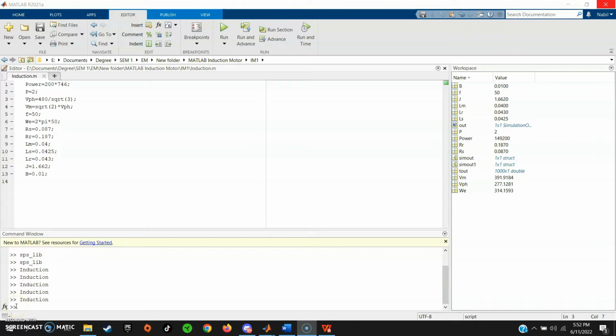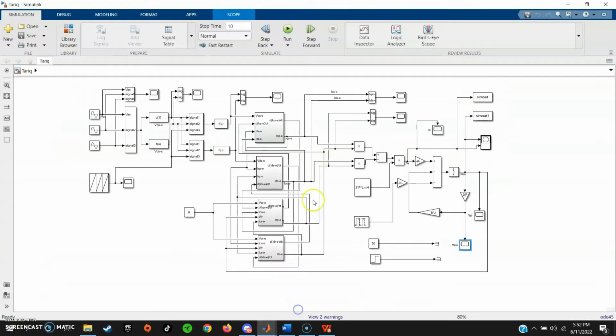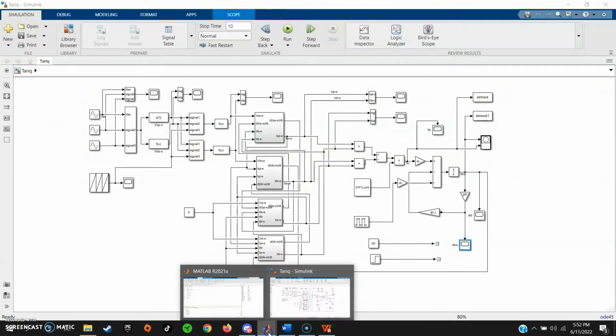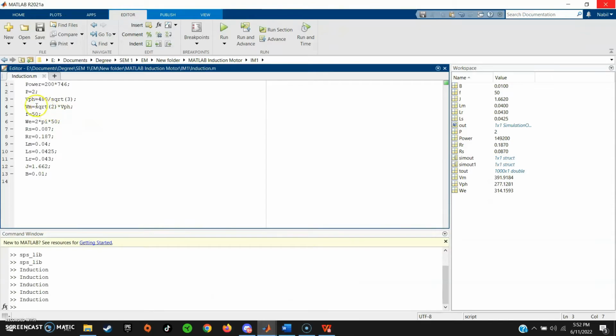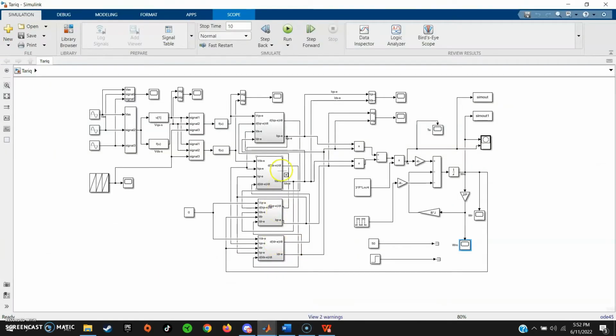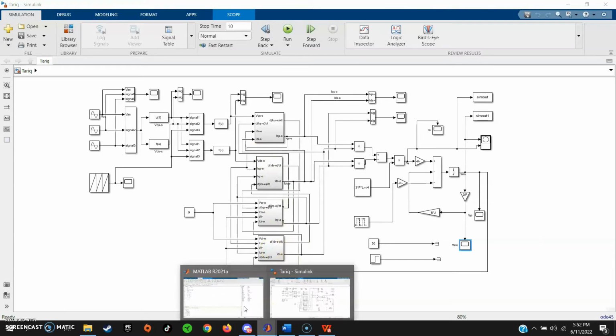Okay, for task 2, we need to investigate the effect of varying certain parameters in the model on the performance of the induction motor. Okay, these are the parameters, and this is the circuit for the induction motor. First we use the voltage 480 divided by square root 3, frequency 50 and 2 poles, and this is the circuit. Okay, I run this first.